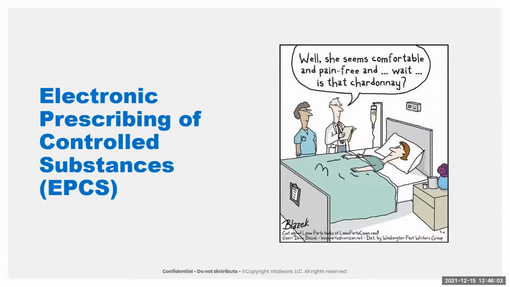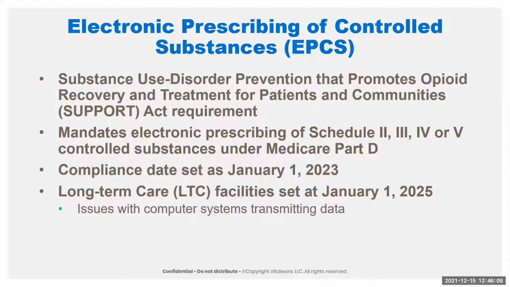All right. And so the electronic prescribing of controlled substances, this was enacted as part of the Substance Use Disorder Prevention Act, which we all call the Support Act because it's easier to remember. The Support Act mandated the electronic prescribing of Schedule 2, 3, 4, or 5 controlled substances under Medicare Part D. I know my doctor has electronic prescribing already. They send it right to my pharmacy. It's really kind of nice. I think for the most part this is being done, but the compliance is being set forth as January 1st of 2023.